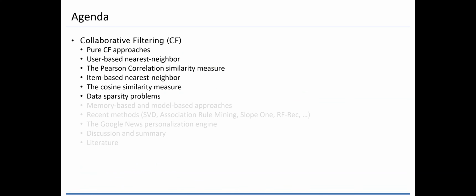Okay. So in this slide, we are going to learn about collaborative filtering, and there are some sections that I will put in next week. So in this slide, we are going to learn about the pure CF approach, and the user-based nearest neighbor with Pearson correlation similarity measures. You already learned about the Pearson correlation before. And we are going to look at the item-based nearest neighbor, cosine similarity measures, and also the data sparsity problem. Okay, let's start with the content.